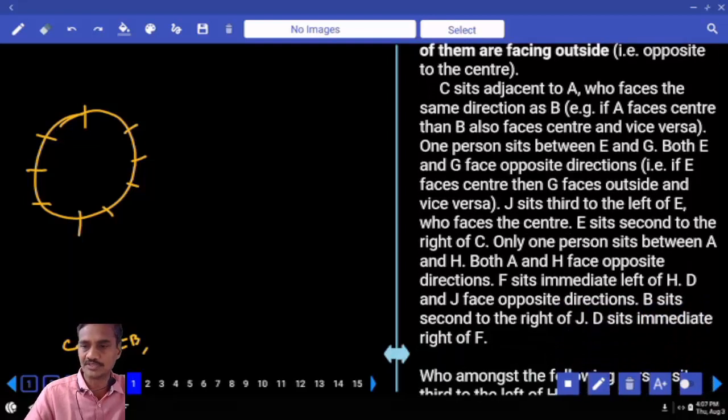And one person between E and G. Now in between E and G, how many persons are there? There is exactly one. And both E and G face opposite directions.